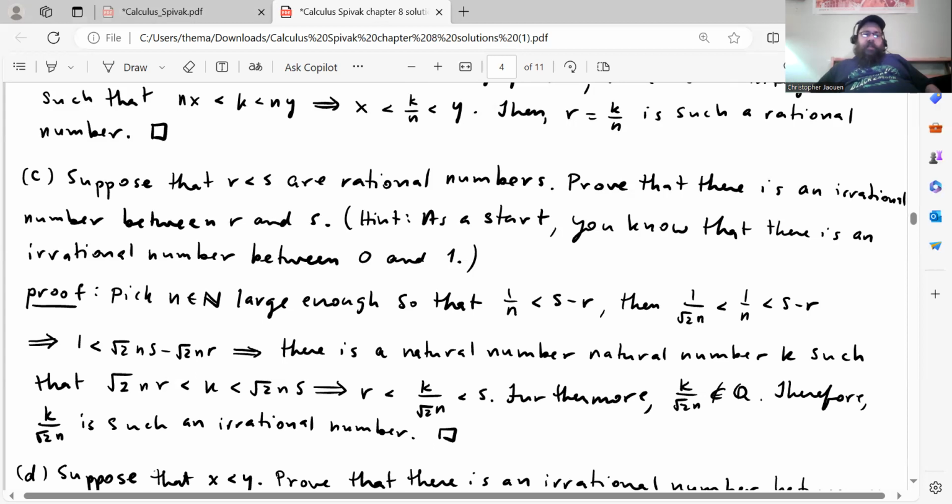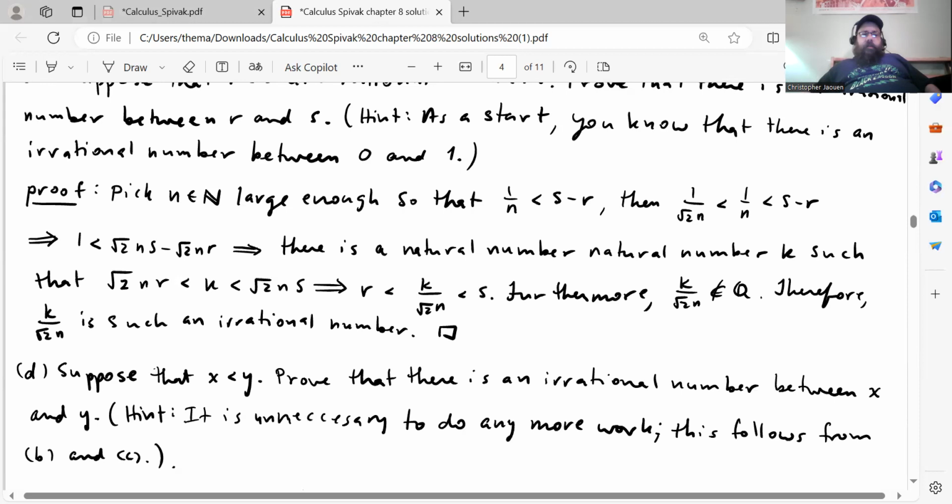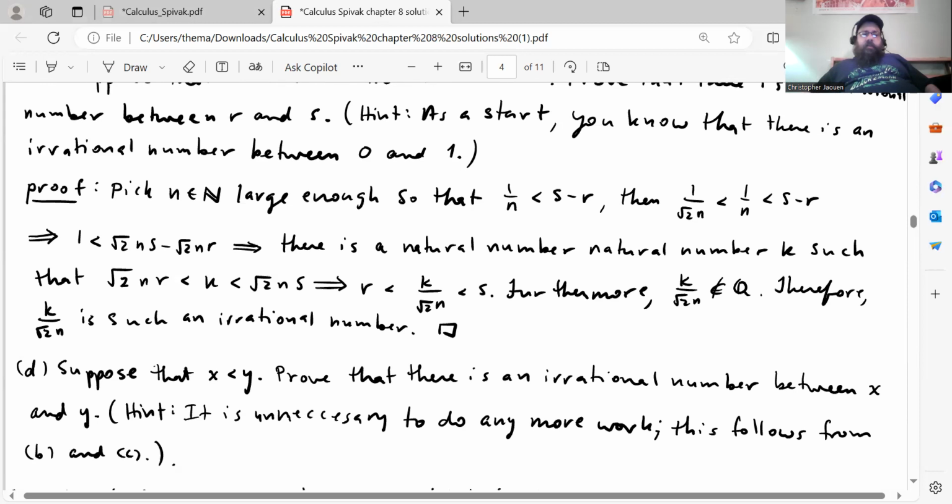So let's go ahead and use that hint. Here's my proof. Pick n in the natural numbers large enough so that 1 over n is less than s minus r. We could do that by the Archimedean principle. Then 1 over radical 2n is less than 1 over n, because radical 2 is a number bigger than 1. So 1 over radical 2 is less than 1. That's less than 1 over n, which is less than s minus r by our assumption. We chose n to be large enough to make that happen.